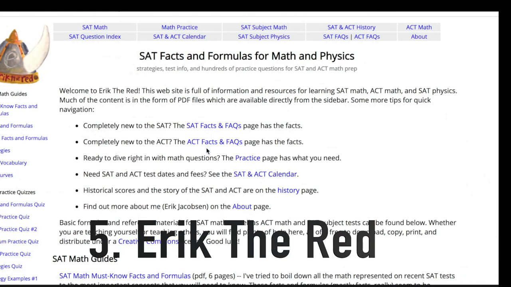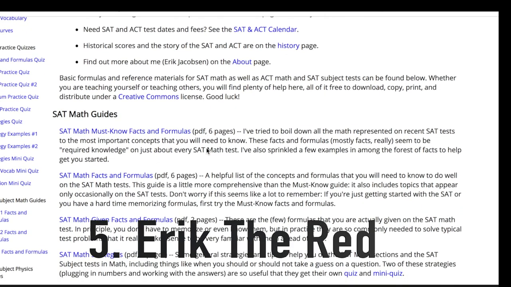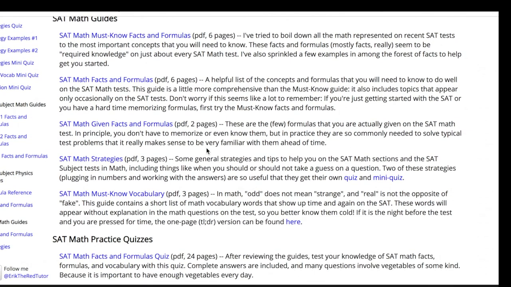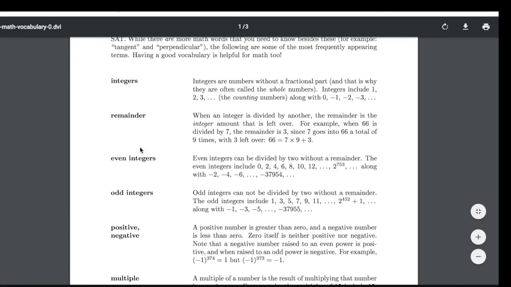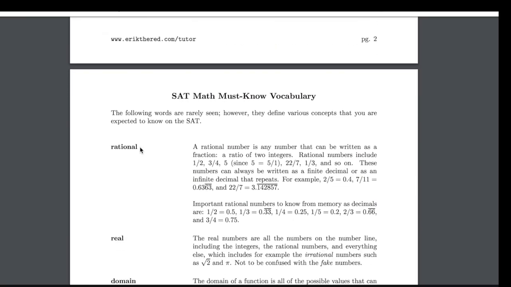The fifth page is Erik The Red. This focuses more on math. There are some math guides and math practice questions you can go through there. I visited their SAT vocabulary, for example. Here are the glossary and vocab that they have for you.